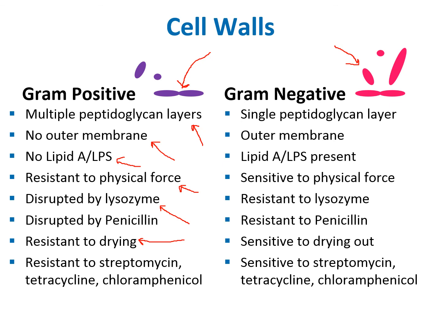And these cells are resistant to antibiotics like streptomycin, tetracycline, and chloramphenicol. Let's look at your gram-negatives.